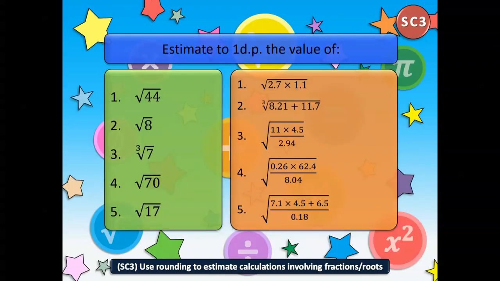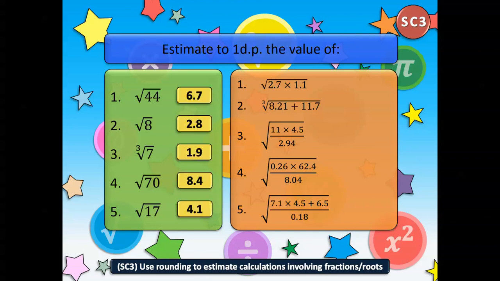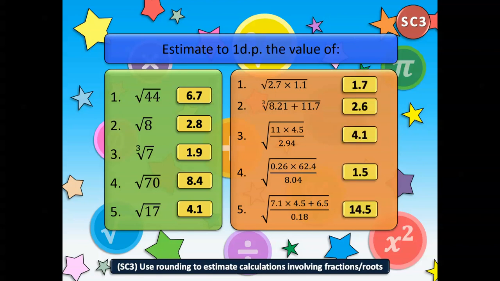Here are some questions for you to have a go at. Pause the video, and when you're ready to mark your work, press play. Here are your answers. So there's your green answers, and there's your amber answers.